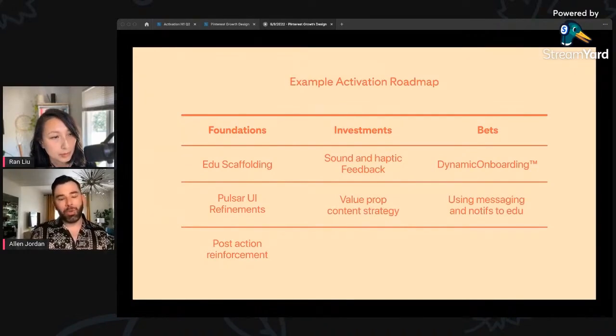And then taking on big bets. So one thing we've been talking about a lot is dynamic onboarding. Should it be one size fits all?